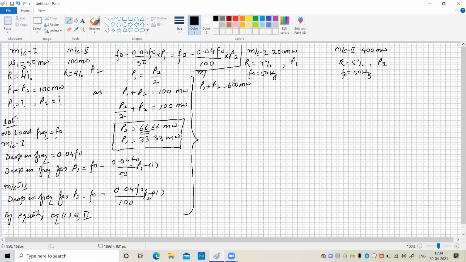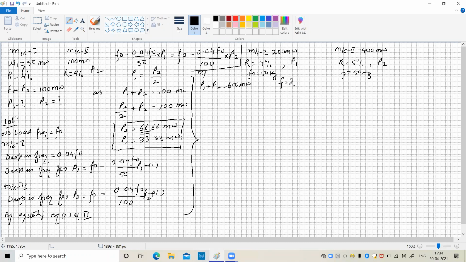Now we want to find the operating frequency, that is the frequency when they are operating in parallel. Here you should remember that the drooping characteristic is different. So now we have to draw a conclusion from this numerical.